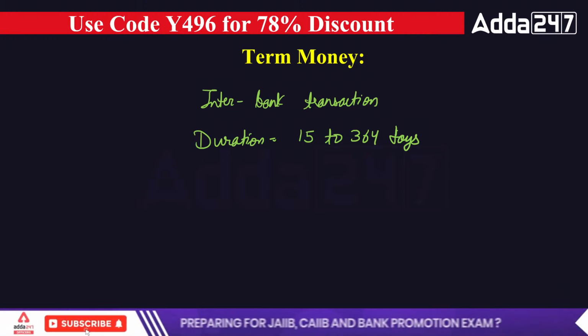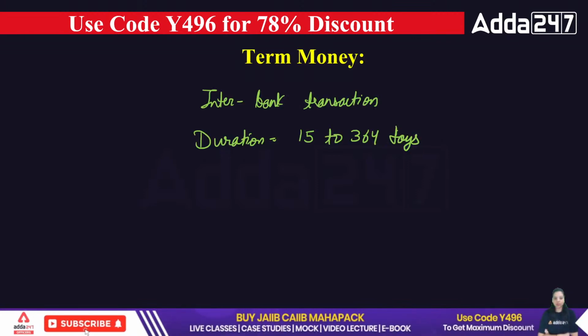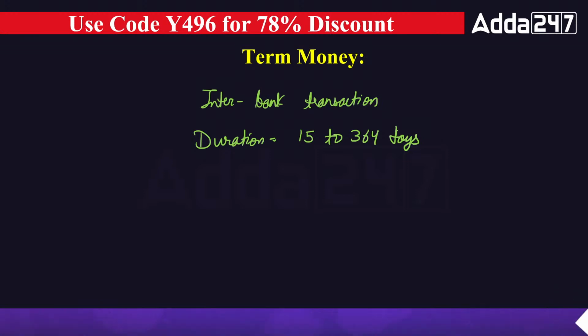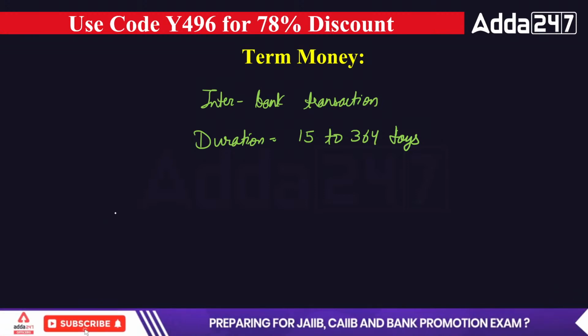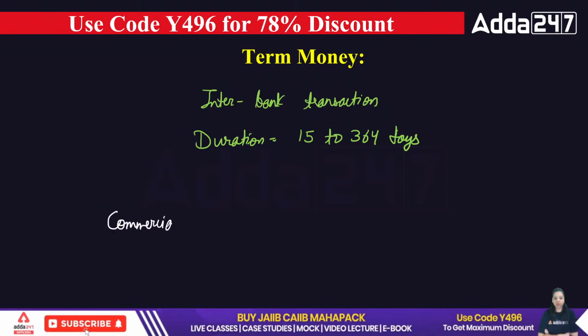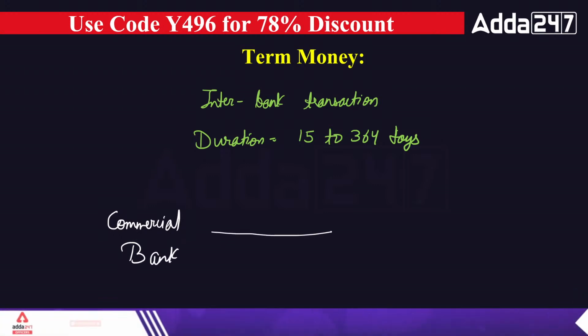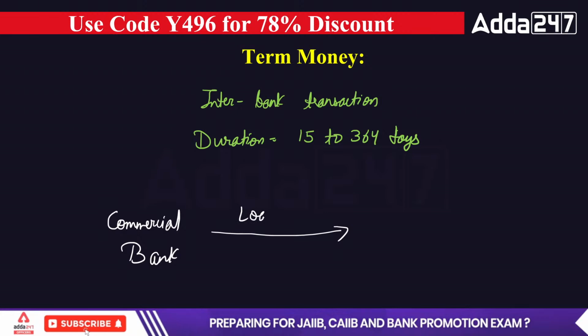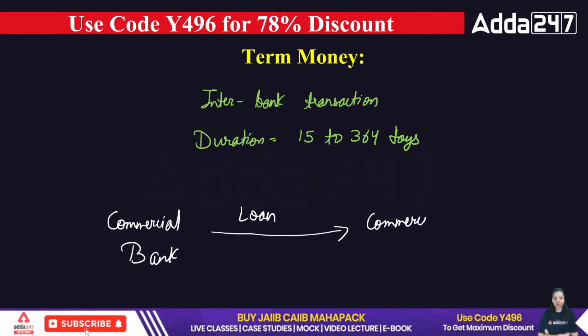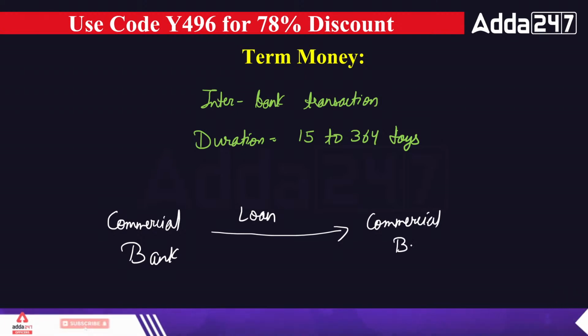Okay, next. So now if I talk about banks giving loan to each other, there is a certain important thing which we have to discuss. When banks are giving loan to each other, let's say there are commercial banks giving loan to other commercial banks, like an interbank transaction is happening. So they are giving loan to each other.